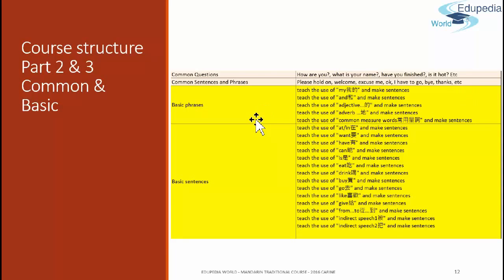For the basic phrases, we will learn nouns, adjectives, adverbs, common verbal words, and basic sentences. We will use at, in, want, have, can, is, eat. This kind of Chinese word usage.